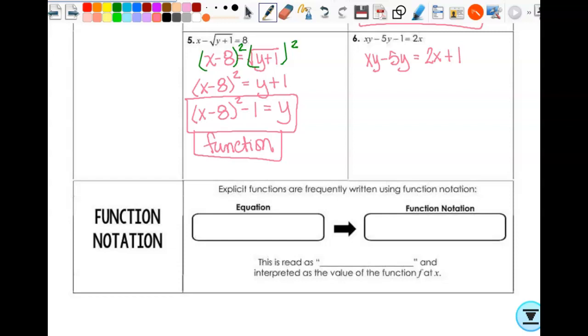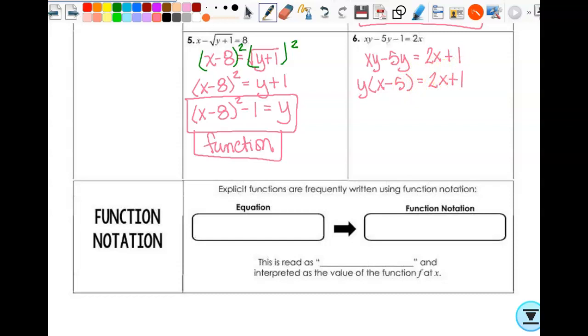What can you do when you have a common factor? Or a greatest common factor? I can factor it out. Exactly. So I can factor out this y. And that leaves me with x minus 5. And that's equal to 2x plus 1.